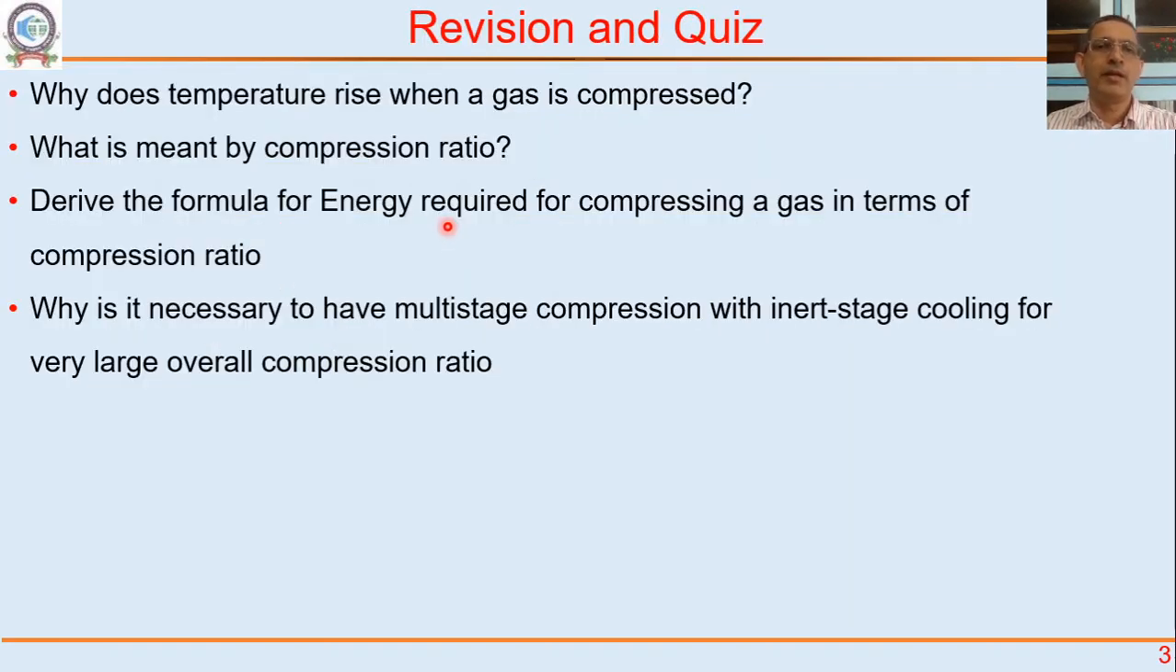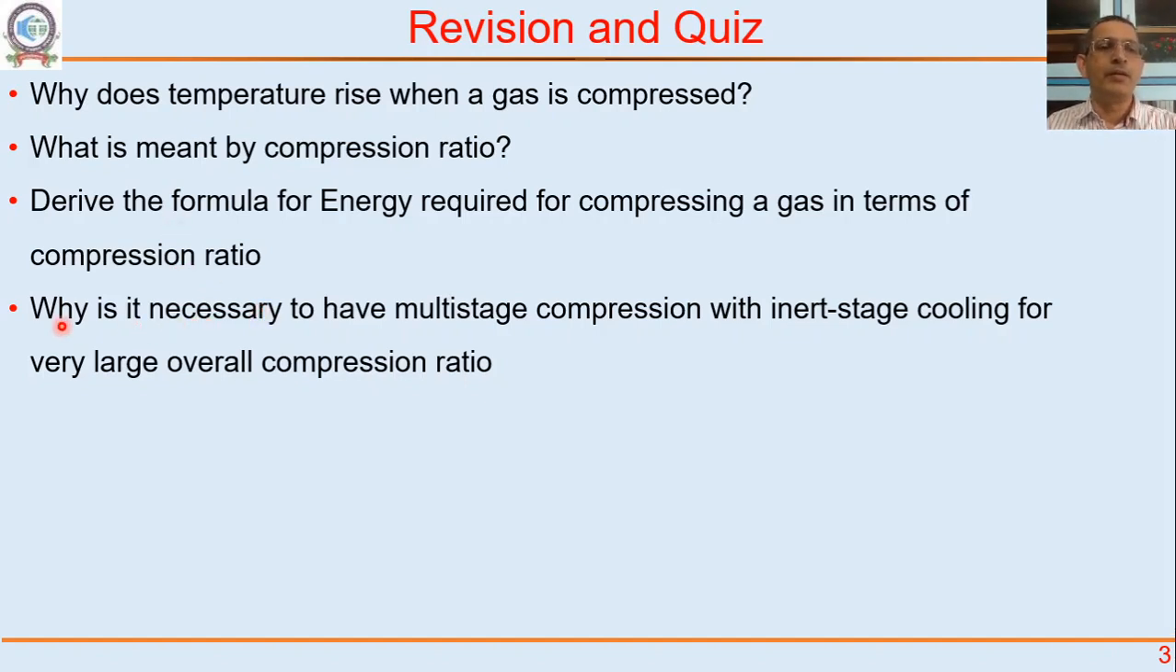Just to get you started, just to quickly revise from the previous class, here are some questions. Why does temperature rise when a gas is compressed? What is meant by compression ratio? Derive the formula for energy required for compression of a gas in terms of compression ratio. In the last lecture, you have seen the formula directly, and I had asked you to derive it at that point of time. So again, quickly revise the derivation. If you have not done it at that point of time, you can derive it now.